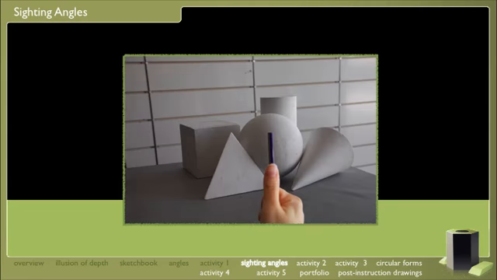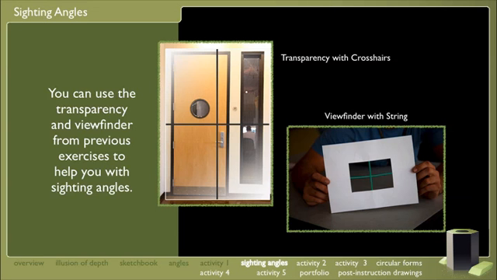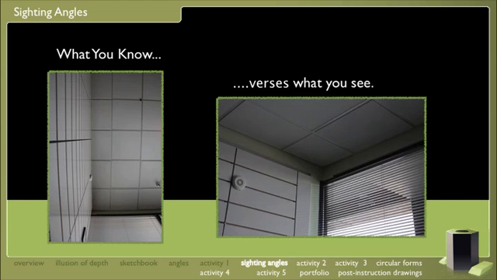You can sight angles by holding your pencil either vertically or horizontally and comparing the angle with the edge of the pencil. You can use your viewfinder and transparency the same way. You can draw crosshairs on your transparency or use the viewfinder you made in a previous exercise. Visual information seen on the picture plane will almost always be different from what you know about the subject matter that you are drawing. You must draw angles just as you see them. This will ensure that the ceiling looks flat and the right angles of the walls appear to be correct in your finished drawing.